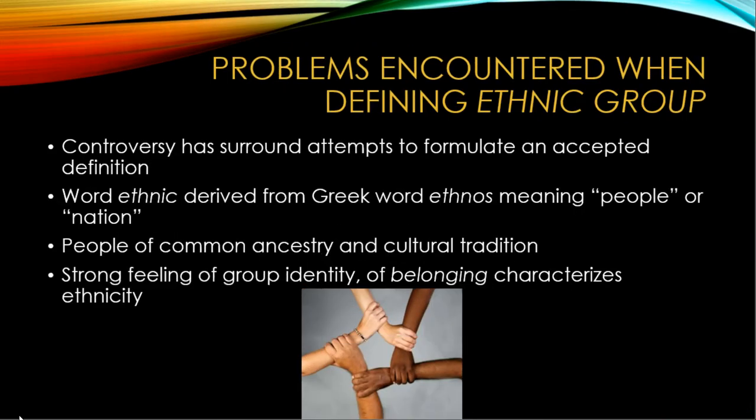All right, so some of the problems that are encountered when defining an ethnic group, right? There's a lot of controversy around what actually an ethnicity is and getting a working definition. The word ethnic is derived from the Greek word ethnos, and it means people or nation. And people of common ancestry and cultural tradition is what we usually mean when we talk about a nation, right? But by the same token, and we'll talk about this when we talk about sovereign states, for instance, nation we use synonymously with country, but in reality, nation means people of common ancestry and cultural tradition.